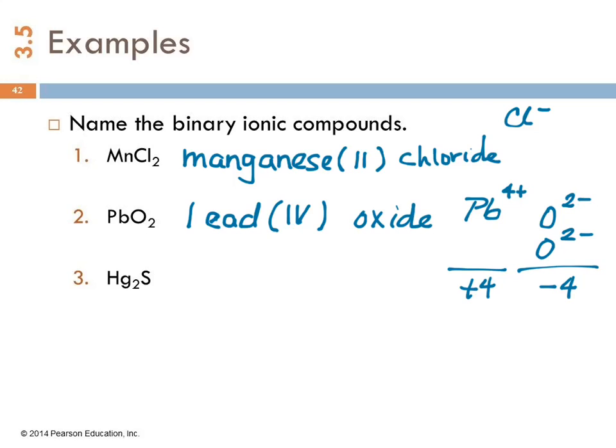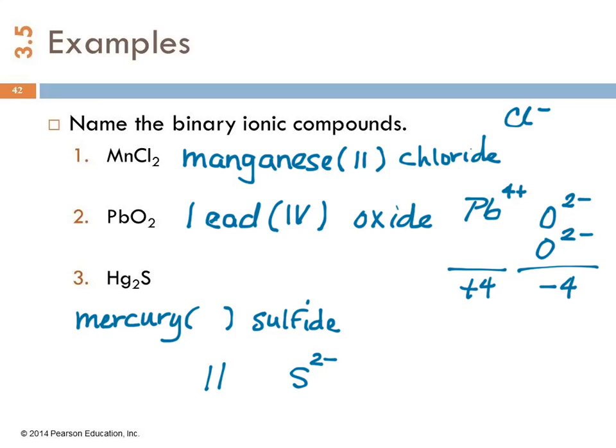And this is a fun one. Hg is what element? Mercury. Does mercury need a Roman numeral? Yes, it does. Save a space. S is sulfide. Okay, so we have sulfide with what charge? -2. And then we've got mercury, and there's 2 of them. And so here we've got -2, and over here we must have +2.